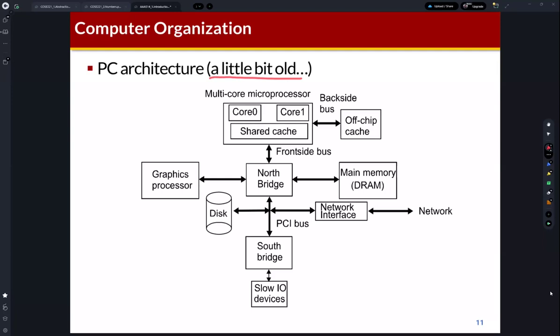So this is the CPU, and what is this? It's an off-chip cache. Why is the cache off chip? Cache is inside of the CPU, right? The L1 cache is in the core, and the shared cache is also inside of the chip. But you can find an off-chip cache here, which means that in very old CPUs, the cache was external, outside of the CPU.